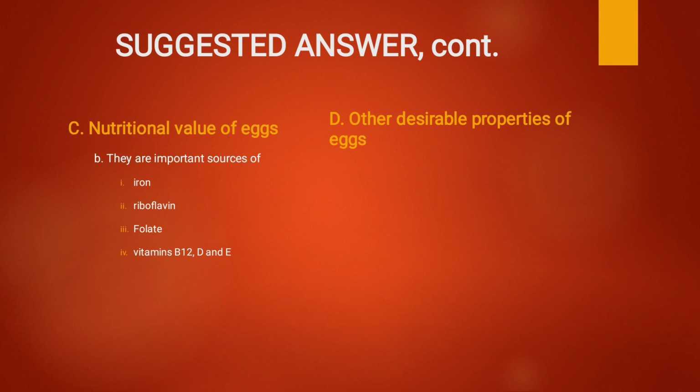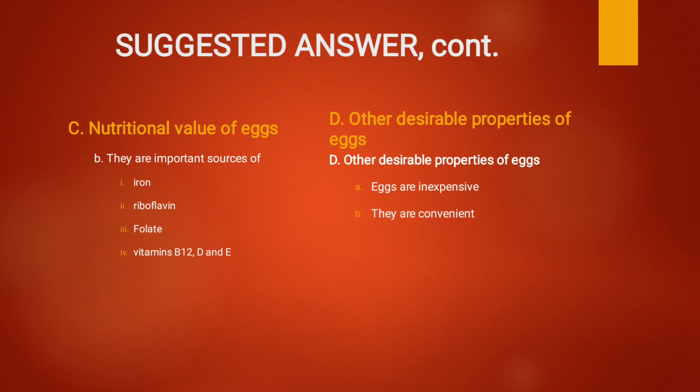When you look at the fourth paragraph of the passage, it talks about other desirable properties of X. We are saying that we are going to focus on the other desirable properties. One is they are inexpensive. Eggs are inexpensive. B, they are convenient. And then C, they are easy to prepare.